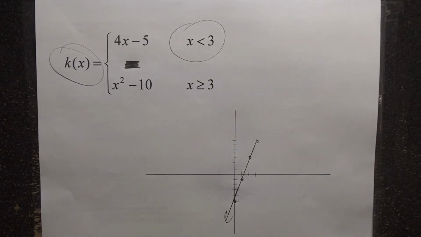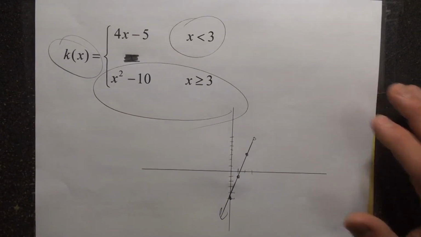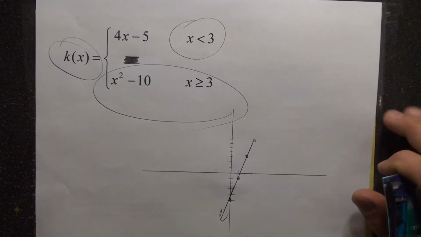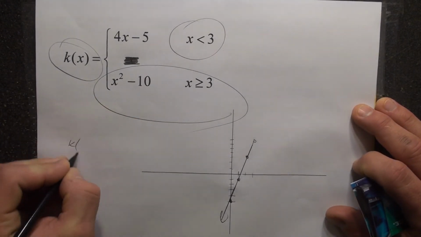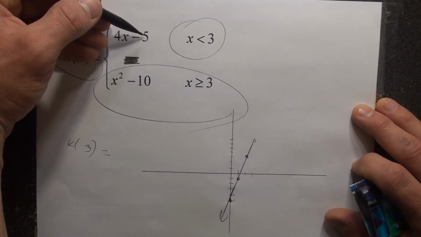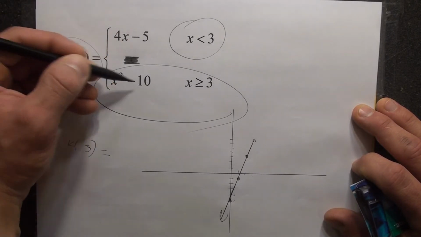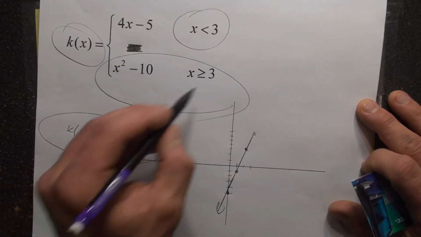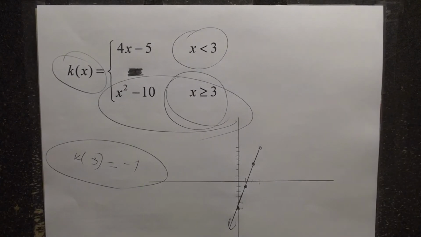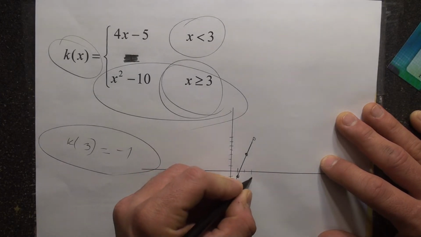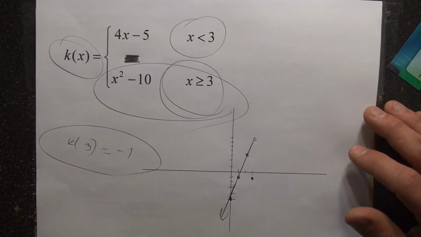No big deal. All right, then x squared minus 10 whenever x is greater than or equal to 3. So what can we say here? Well, what is k of 3? K of 3, is it 12 minus 5, 7? Or is it 9 minus 10, which is negative 1? It's definitely 9 minus 10, which is negative 1, because we're looking at x greater than or equal to 3. So we would then graph a negative 1 here and put a closed circle at that spot.